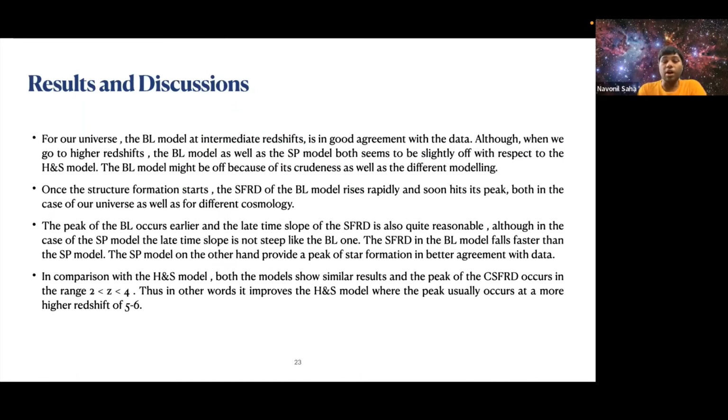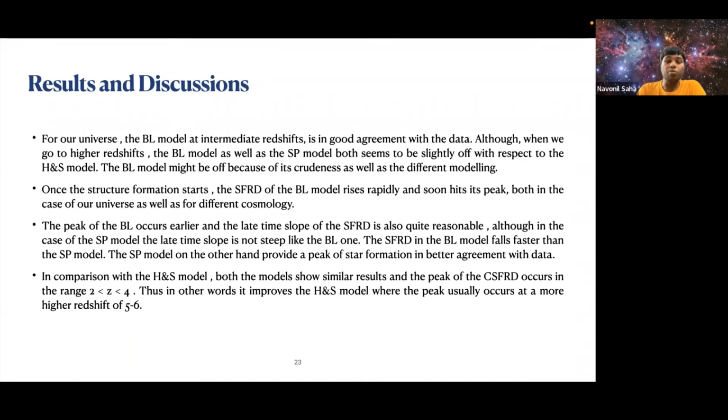So I will start from the standard cosmological case only. In the standard cosmological case for our universe, the BL model at intermediate redshift is in good agreement with the data. Although when we go to higher redshift, both the BL model as well as the SP model seem to be slightly off with respect to the Henriques-Pringle model. The BL model might be off because of the crudeness as well as different modeling, as the BL model is not a completely analytical model, as we have seen.